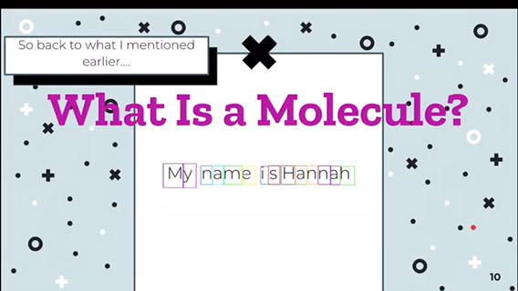So back to what I mentioned earlier. What is a molecule? As you can see in this sentence, I already have all the letters circled, symbolizing the atoms. Now I'm going to circle the words in the sentence. Okay, do you see how these circled words still have the letters inside of them? From that, you can understand that atoms make up molecules, and molecules make up you. You can be the sentence, symbolically, and this word can be a molecule. So that shows that the atoms make up your molecules, and your molecules make up you.